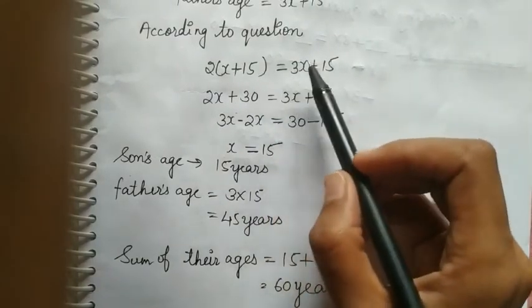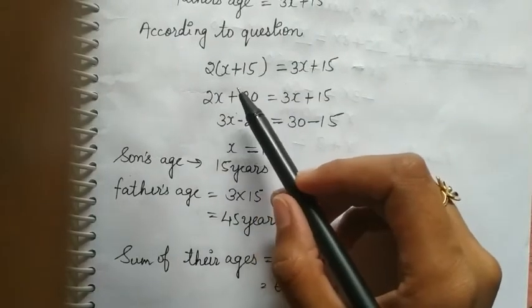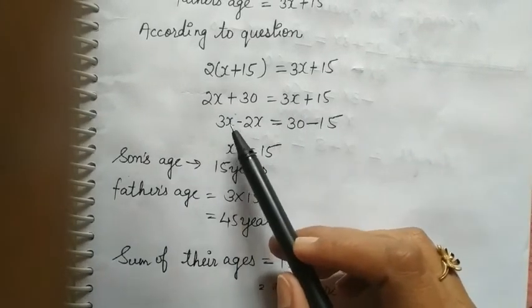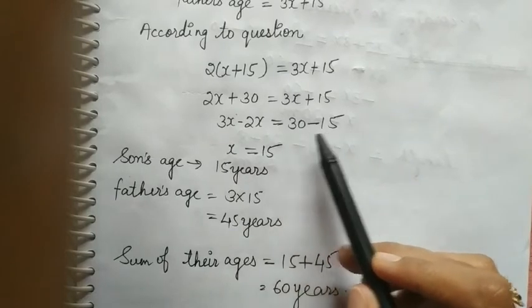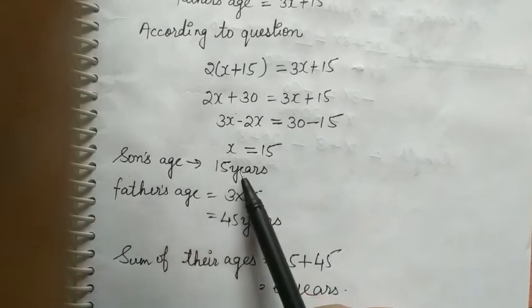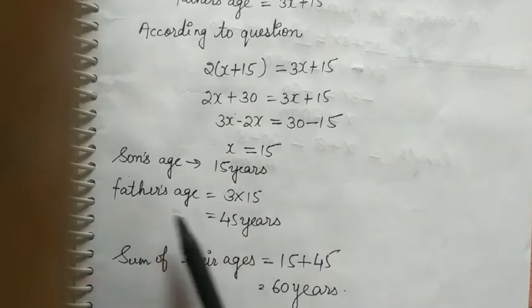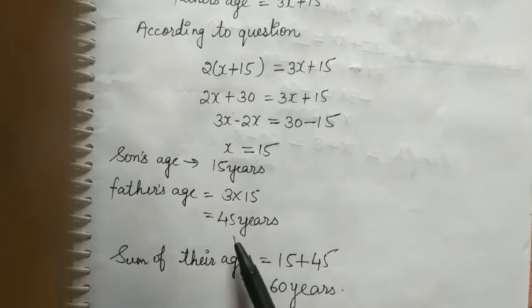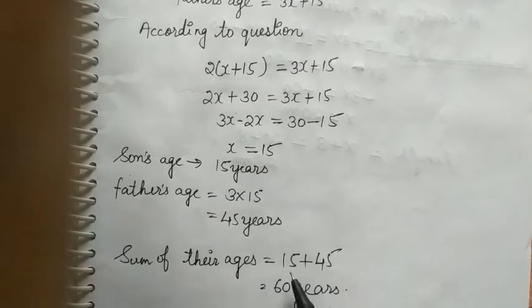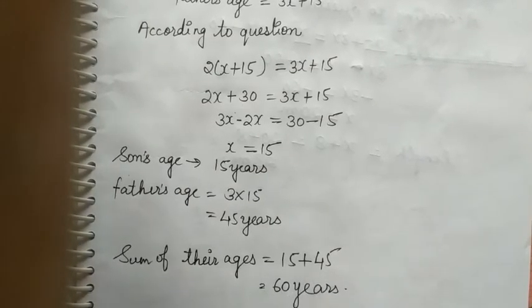Then we collect all the variable terms on the left side and numbers on the right side. By collecting we get 3x minus 2x equal 30 minus 15. So the value of x will be 15 and the son's age will be 15 years, and to get the father's age we multiply by 3, so it will be 45. To find the sum of their ages, we add both the father's and son's age and we get 60 years.